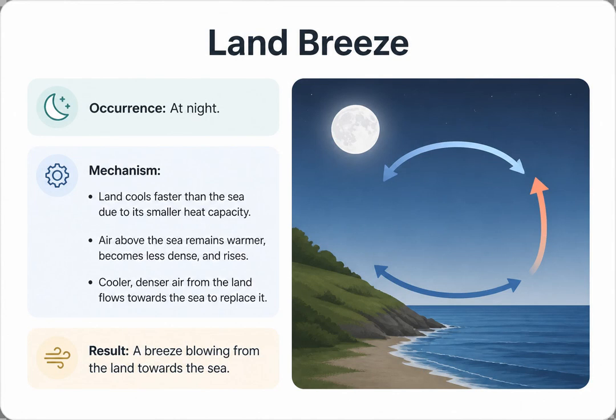At night, the process reverses, creating a land breeze. Because the land has a smaller heat capacity, it not only heats up faster during the day, but also cools down much faster at night. The sea, holding onto its heat, remains relatively warm. Therefore, the air above the sea is warmer and less dense than the air over the land. This warm air over the water rises, and the cooler, denser air from the land flows out towards the sea to replace it. This creates a gentle breeze blowing from the land out over the water.